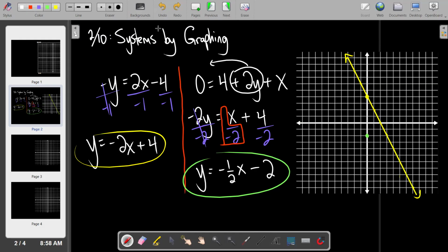And what's the slope? Down 1, right 2, or you could go up and left if you prefer. Either way, it's all going to come out in the wash. And then you graph your line. And what's the upshot here? Like, what's the ending of this? One solution. There is one solution.